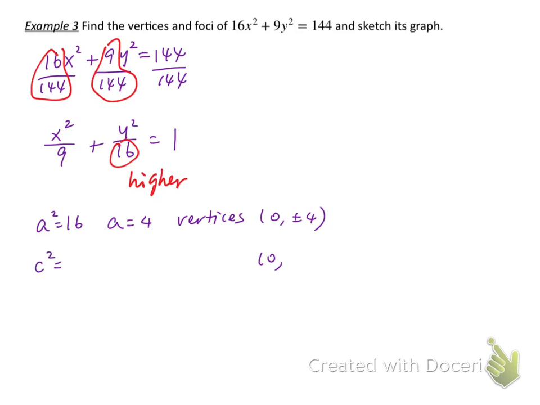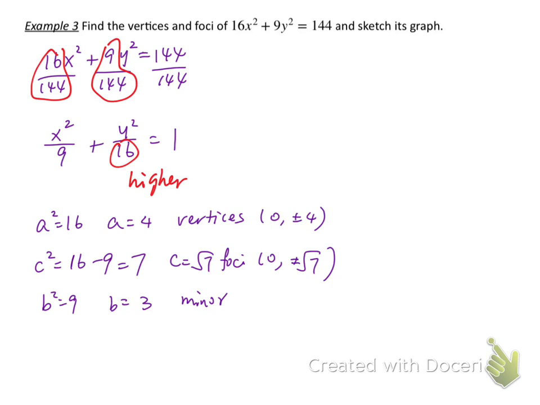C squared equals the higher denominator minus the lower denominator, which is 7. So c equals square root of 7, and the foci will be plus or minus square root of 7. And then for the minor axis, b squared equals 9 and b equals 3. So the other two intercepts happen at plus or minus 3, 0.